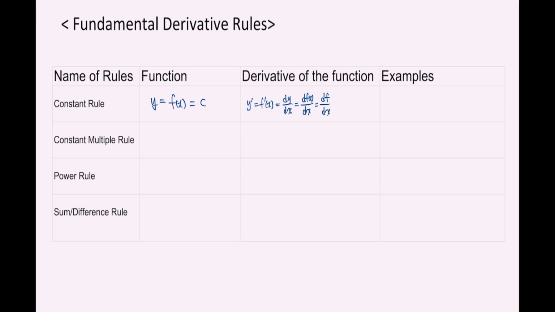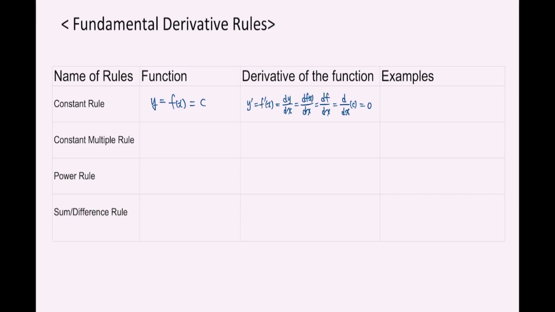And also, we can show the function explicitly as the constant number c, dc/dx, which are all equal to 0.